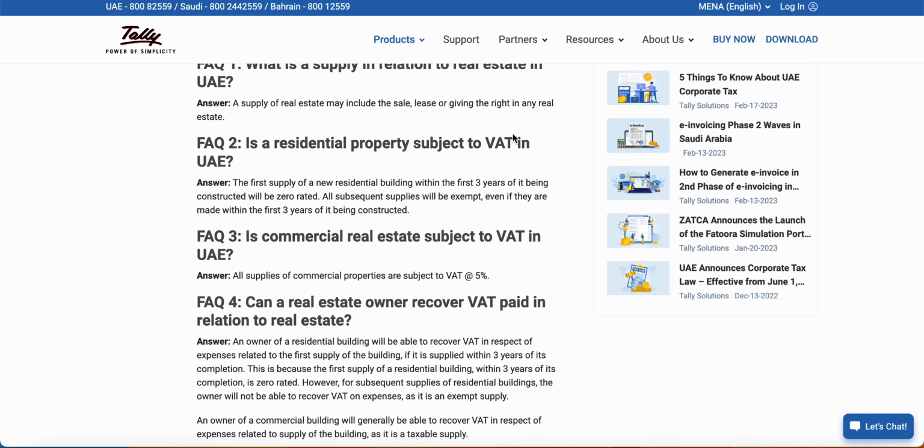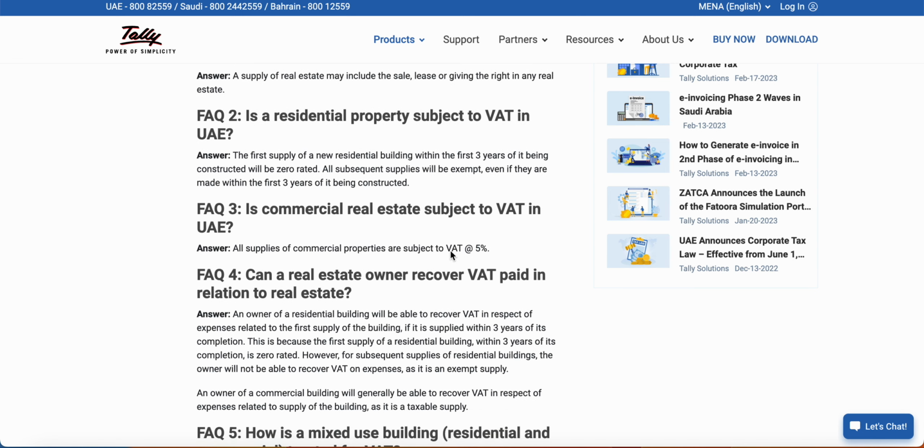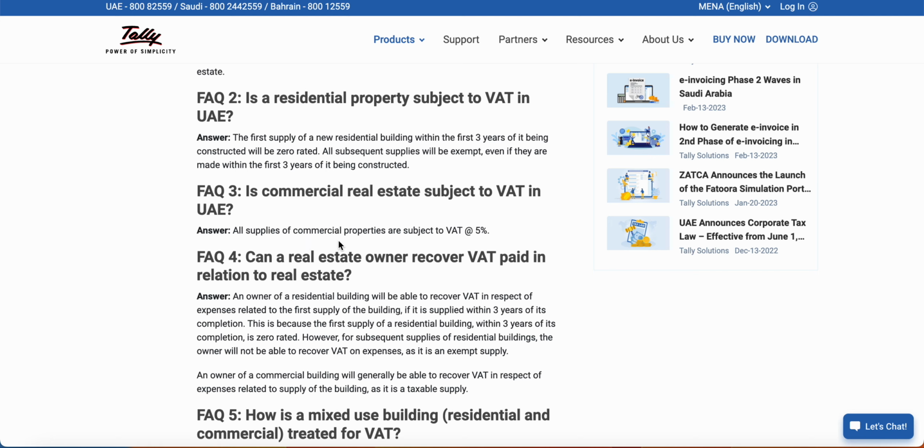And so residential property, even if you're doing it as a business, you don't have to register with the FTA if it's done in this way. On the other hand, commercial real estate is subject to VAT. All supplies of commercial properties are subject to VAT at the rate of 5%.